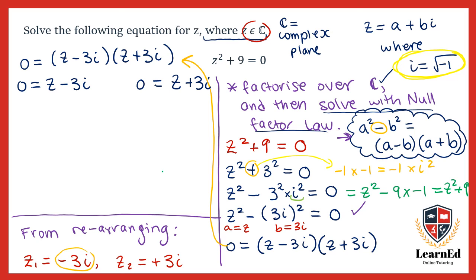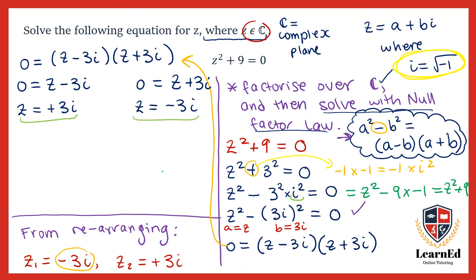Okay, so all you have to do here is rearrange each separate equation and solve for z. From here it should be very easy because they will both be linear equations. In this one, we move the negative 3i to the other side by adding it, so it turns into positive 3i. And in this one, we move the positive 3i to the other side by subtracting it, so minus 3i. Okay, so that's our two answers for the factorization method.